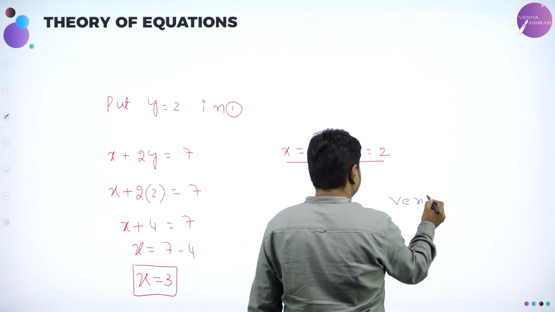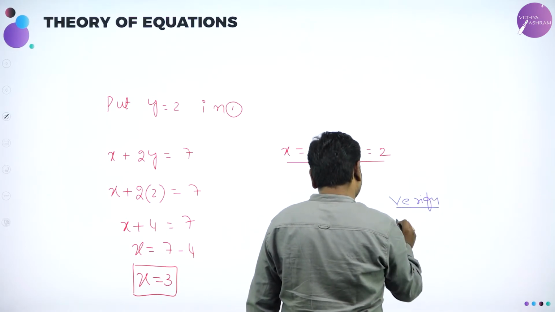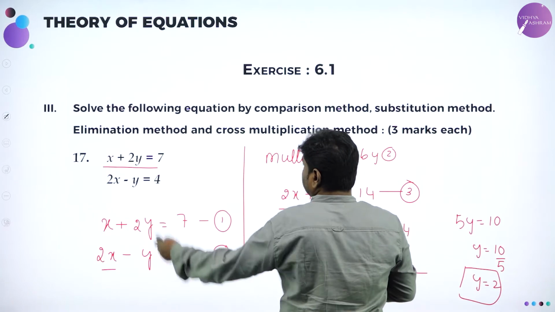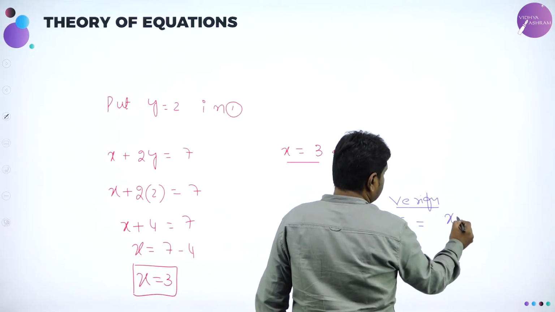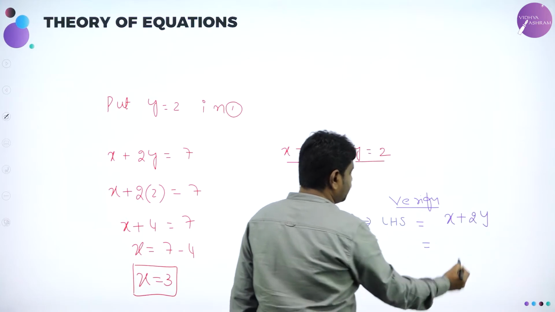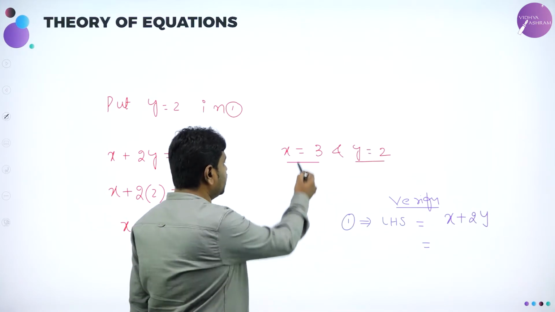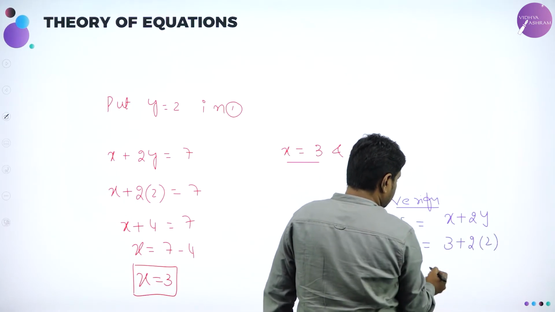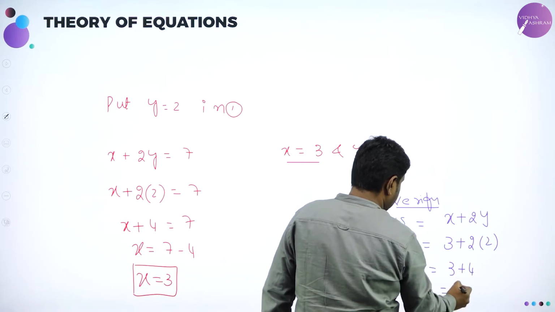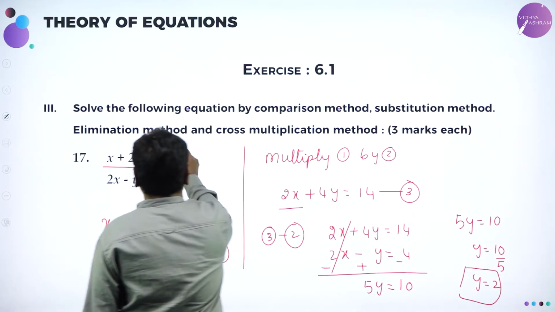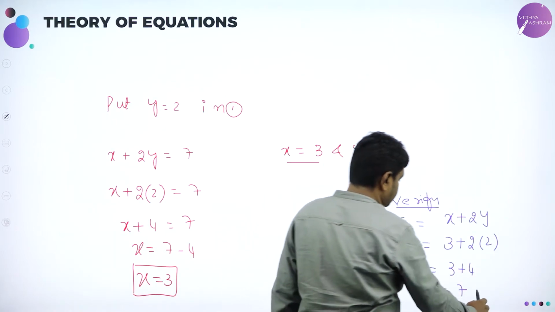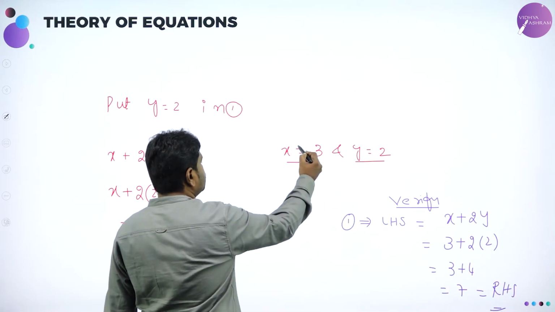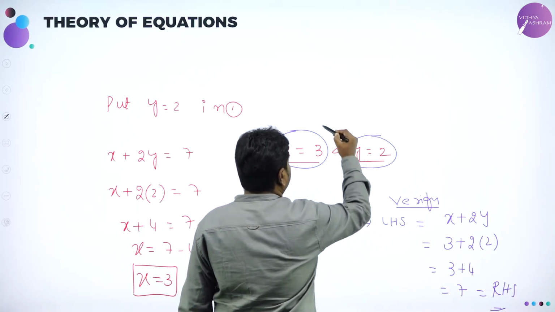So now verification. We'll take the LHS of equation 1. What is LHS? x plus 2y. In the place of x and y, I'll substitute the values we got. x is 3, y is 2. So 3 plus 2 2s are 4, 7. You check, this is RHS. What is RHS here? 7. So we got RHS. What is the conclusion? The conclusion is simple. LHS is equal to RHS, which means whatever solutions you got, x equal to 3 and y equal to 2, are right.